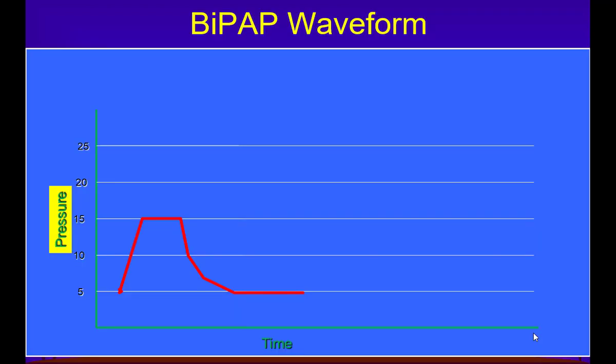So let's understand this by way of this waveform that we have. This is the EPAP. This is the baseline pressure, this is the EPAP, and you can see this is the inspiratory.